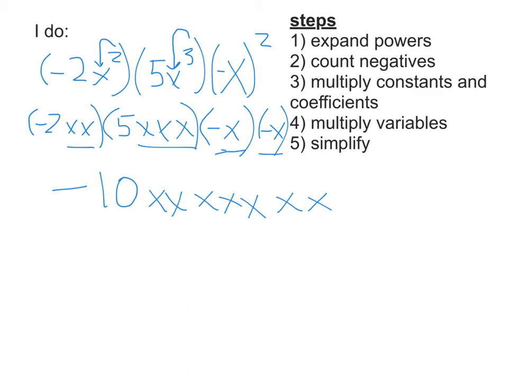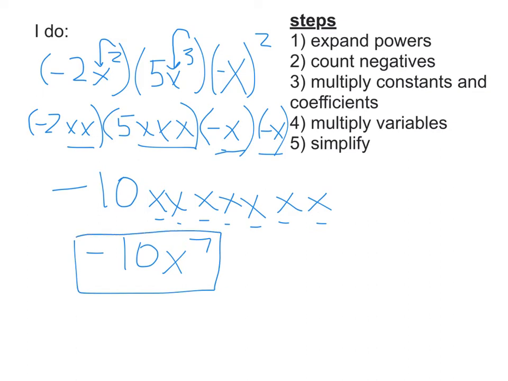So my last step, of course, is to simplify and to clean this mess up right here. So x times x times x times x times x times x times x, we need to write that with a power. So I'm going to keep the negative 10, but then I'm going to say that it's times x to the 1, 2, 3, 4, 5, 6, 7 power. So my answer is negative 10 x to the 7th power.